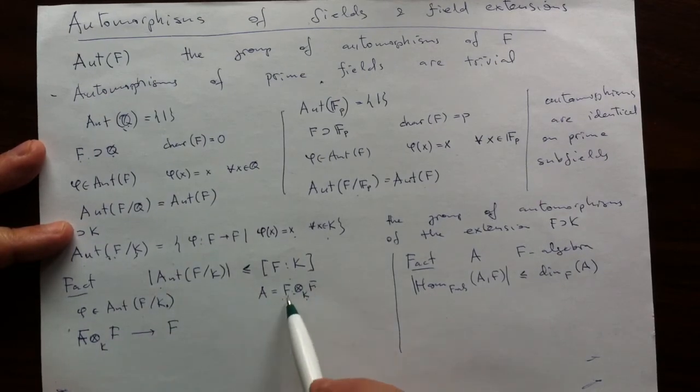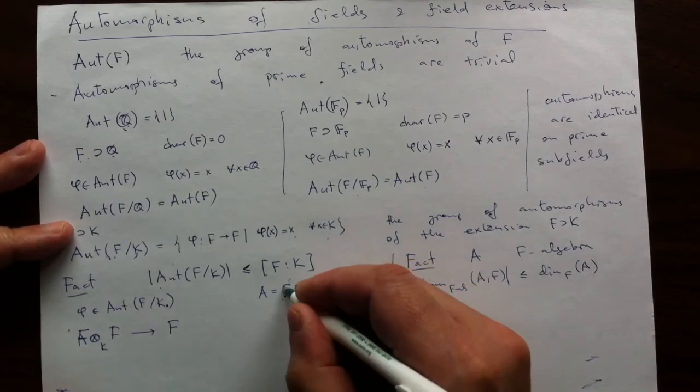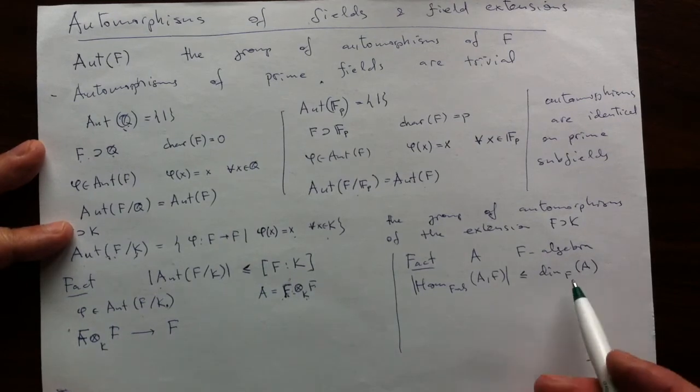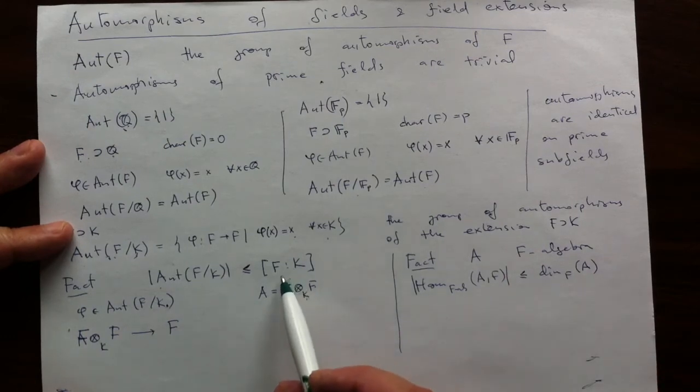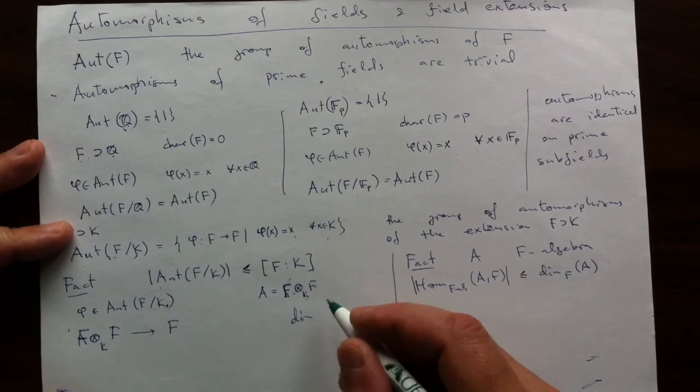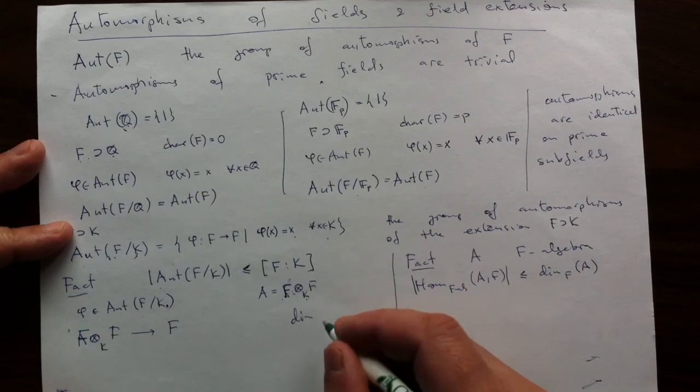So this will be considered as an algebra over F using the first copy, making it a vector space by multiplying with the first copy. And then considering it as an algebra over F, we will look at homomorphisms from this algebra into F. So those will be elements of this set, and then we will bound them by the dimension, which is exactly the same as the dimension of F over K as a vector space.